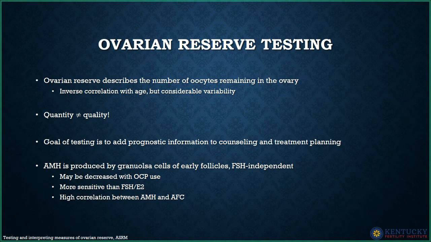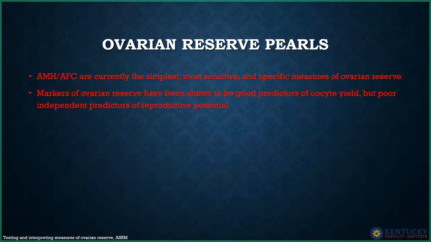AMH is probably the most common test we use currently. It can be drawn at any time in the cycle. It's a hormone produced by granulosa cells. It's FSH independent. So in general, I think it's a very easy test to get, commonly at a first patient visit. It may be suppressed with chronic birth control use. It will be more sensitive than early follicular FSH measurements, and there's a high correlation between that and antral follicle counts that adds a lot of value to AMH testing.